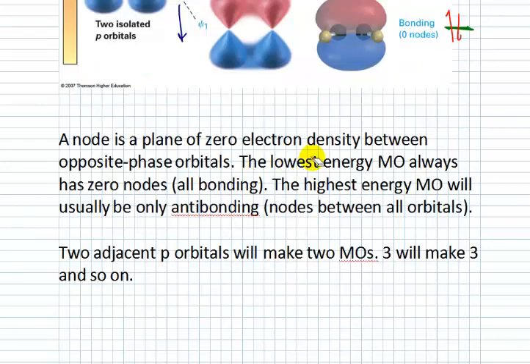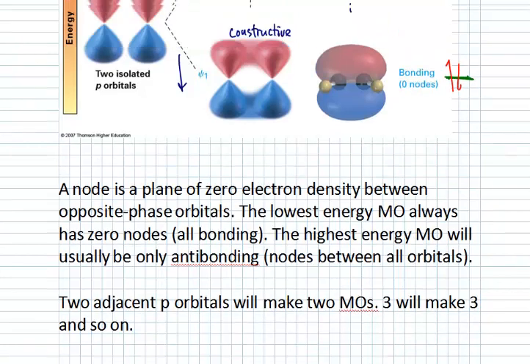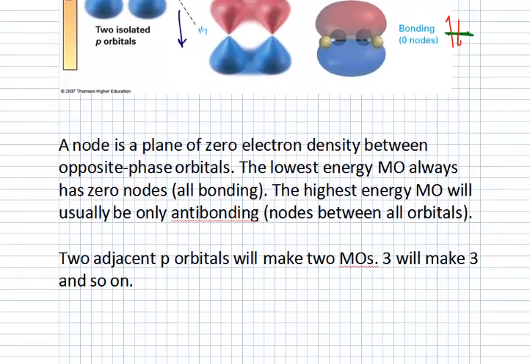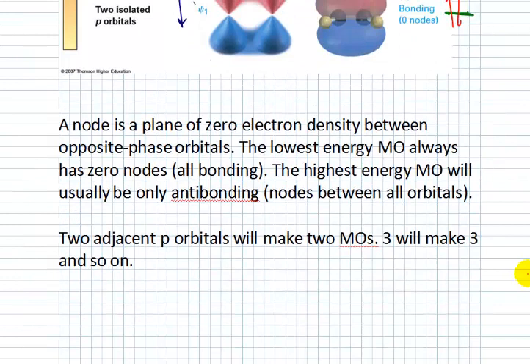Turns out the lowest energy molecular orbital will always have no nodes. Okay? It'll always be completely bonding interactions between all of them, and the highest energy molecular orbital will be only antibonding. When I only have 2 molecular orbitals, that's the only choices we have. I had 2 adjacent p orbitals here. That made 2 molecular orbitals. 3 adjacent p orbitals will make 3 molecular orbitals. Here, I can draw them for you.